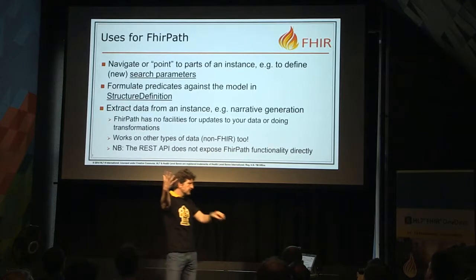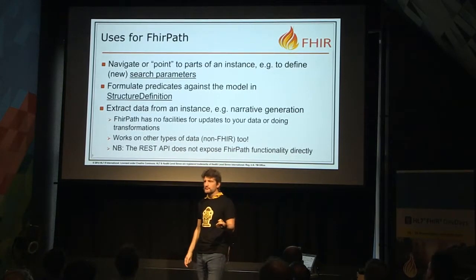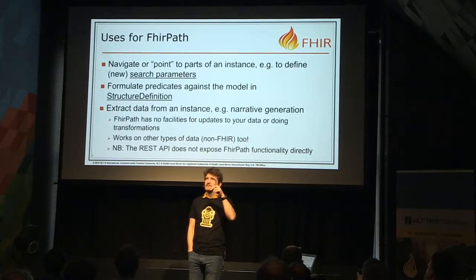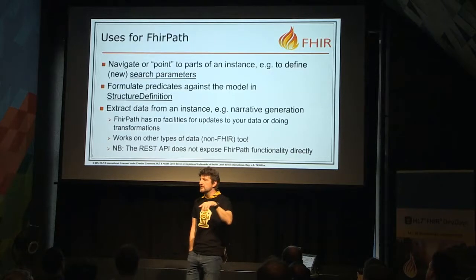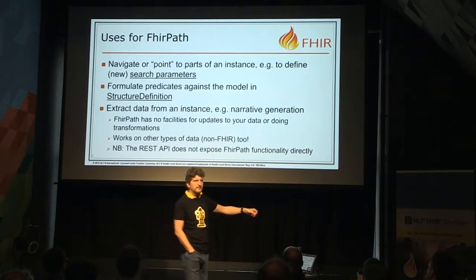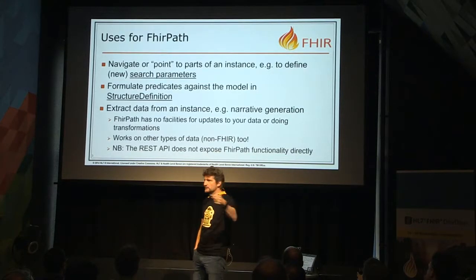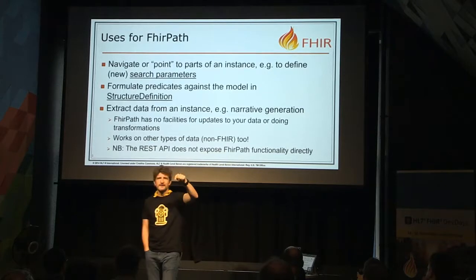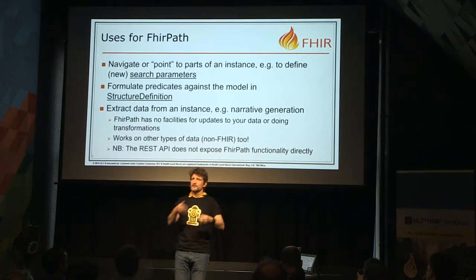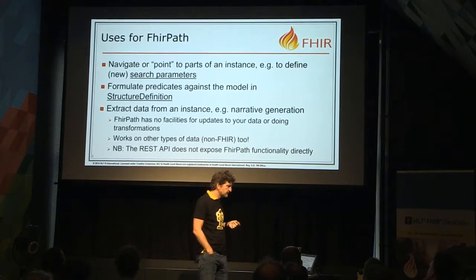So what's that do something? Well, navigate to a point, for example, and we use that to define new search parameters. We all know that if you're looking up a patient on the FHIR REST endpoint, you can look it up by name. But all these search parameters, like name, they are defined using FHIRPath. Because we say, this is the field you should be indexing for this search field. So how do we do that? You need to point somewhere and say, I want you to index patient.name. That's a natural thing, patient.name. Index that for me. So it's a navigation language in that sense.